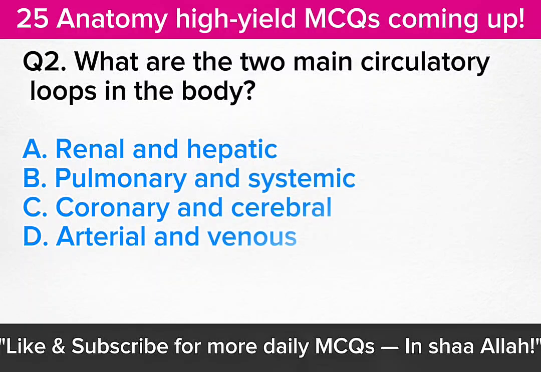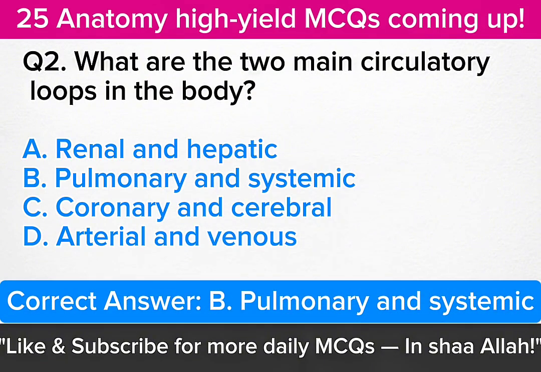Q2. What are the two main circulatory loops in the body? A. Renal and hepatic. B. Pulmonary and systemic. C. Coronary and cerebral. D. Arterial and venous. Correct answer: B. Pulmonary and systemic.